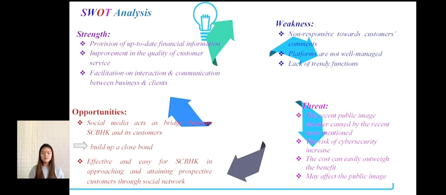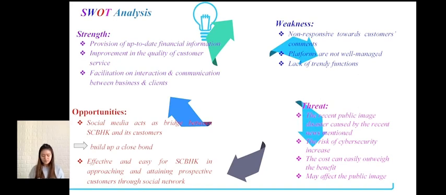Last but not least, as mentioned in the current news, the risk of cybersecurity would increase dramatically. The cost could easily outweigh the benefit. Also, it might adversely affect its public image and reputation.